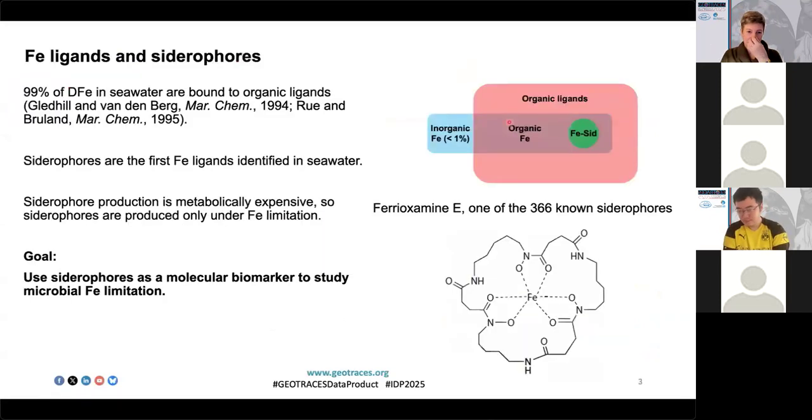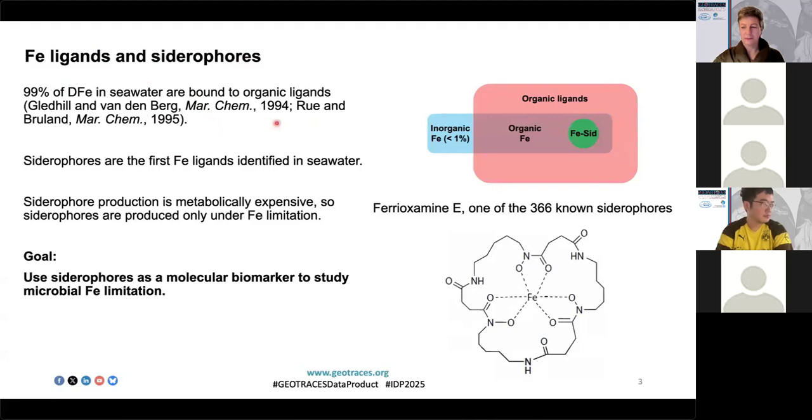Okay, I think we all agree that iron is important. In seawater, 99% of dissolved iron is bound to organic ligands, which makes the chemistry of iron very different from nitrogen and phosphorus. To understand the bioavailability of iron and the cycling of iron, we need to start looking at these ligands on the molecular level.